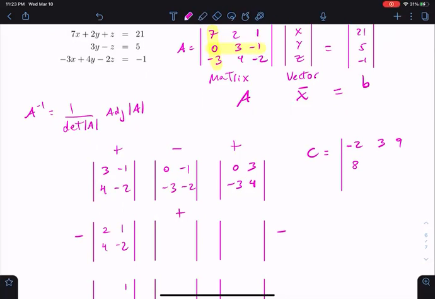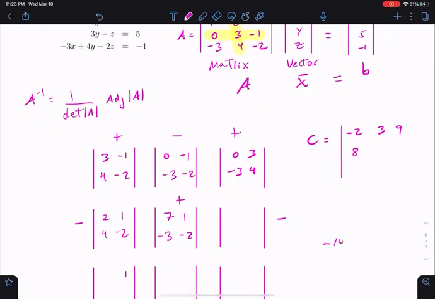What's next? Next, it will be the cofactor of 3. So this is 7, 1, -3, -2. You need to compute this. What do you get? -14 minus -3, which is -14 plus 3, is -11. So this is going to be -11.